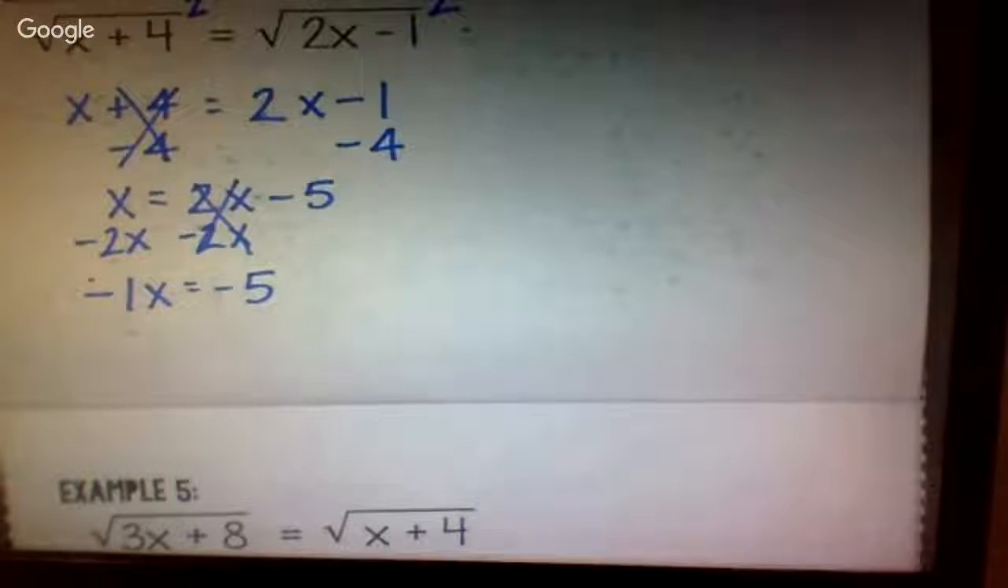I have a negative x on the left. It is not x yet. I divide by negative 1 to make it a positive. So x actually equals positive 5.